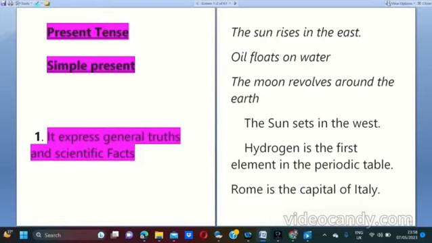The sun rises in the east. It is a general truth. Oil floats on the water. It is a scientific fact. The moon revolves around the earth. It is also a general truth. The sun sets in the west. It is also. Hydrogen is the first element in the periodic table. It is also. Rome is the capital of Italy. It is also truth. We see a number of examples in the next page.